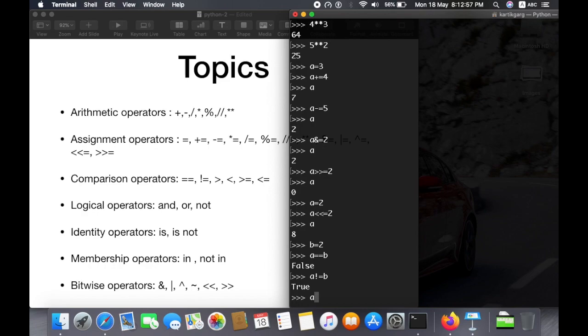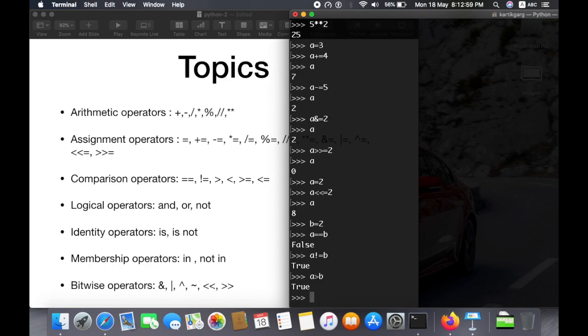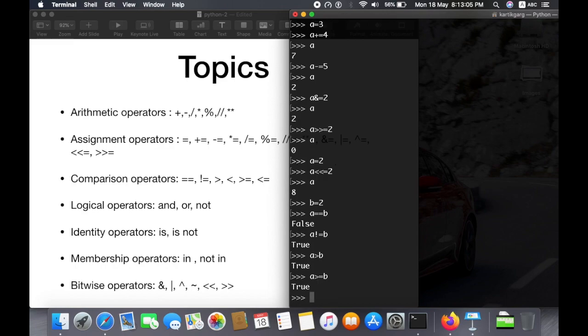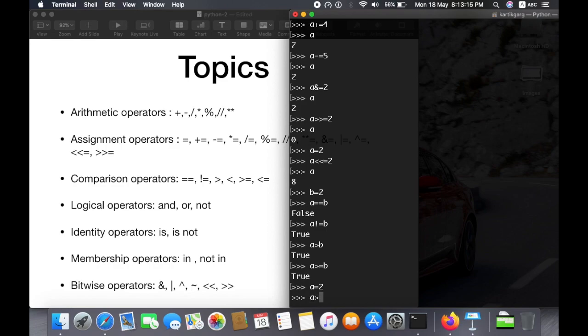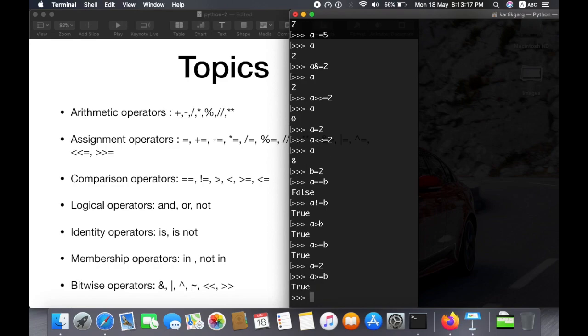Now if we talk about a greater than b, then yes, it is greater than b. A greater than or equals to b, yes, it is greater than or equals to. In this case it is greater than. If I talk about a is equals to 2, then if I check for this, then also it is true because it is both greater than or equals to.